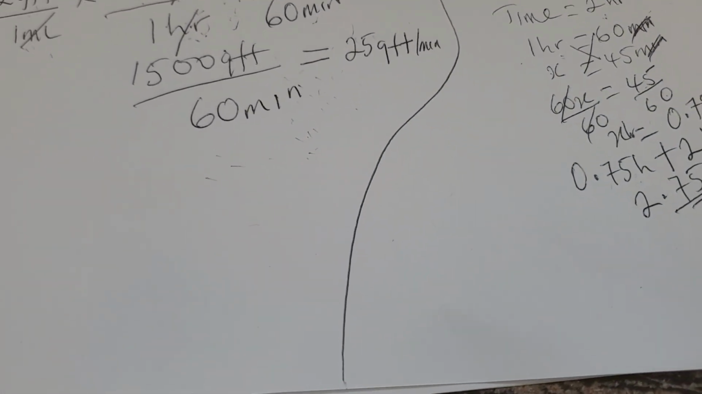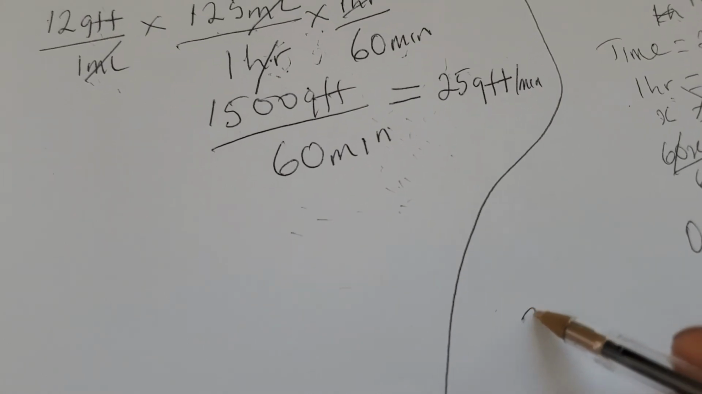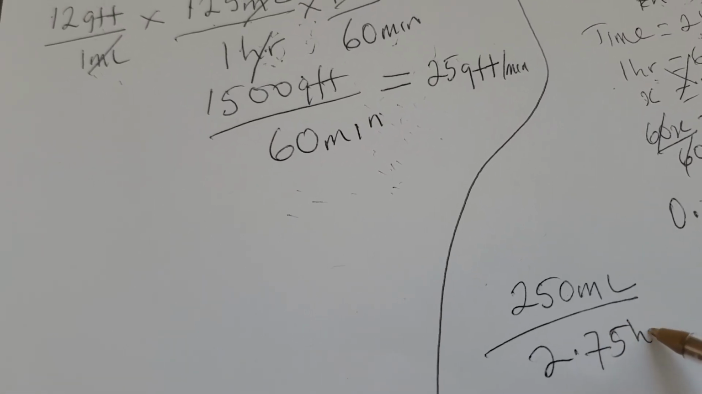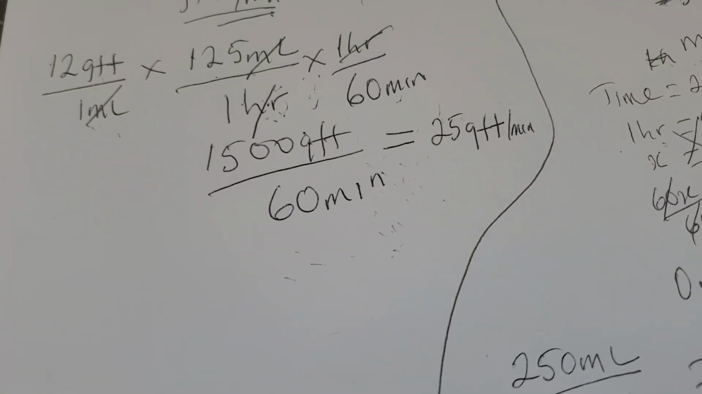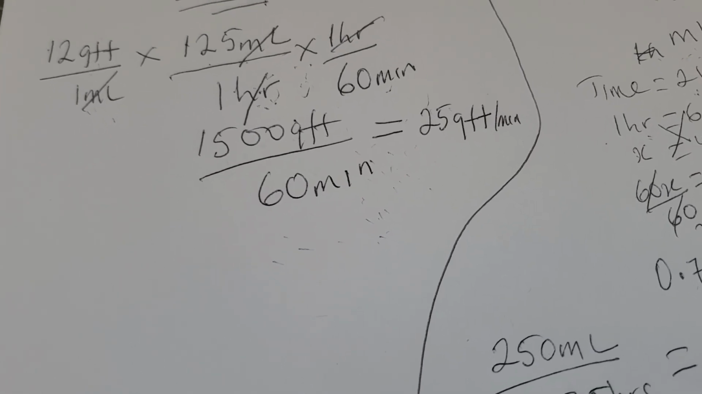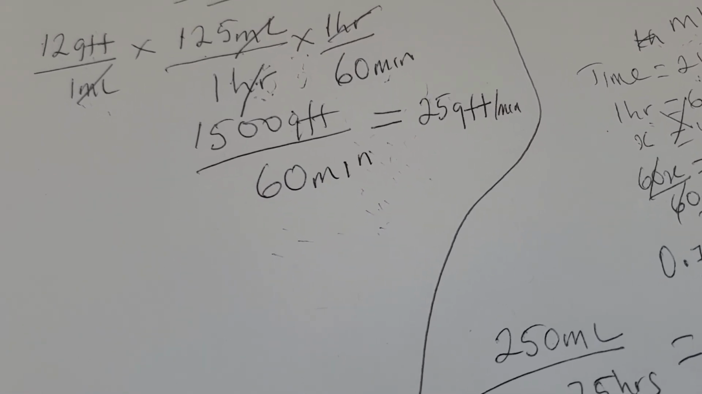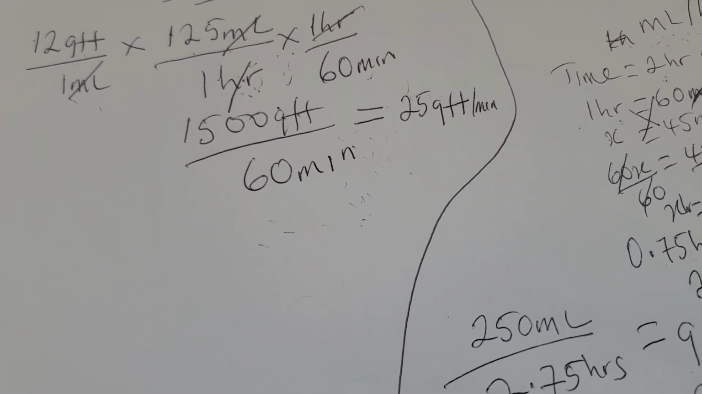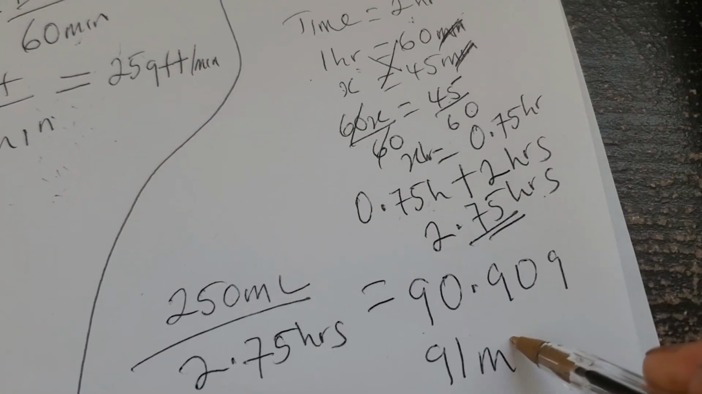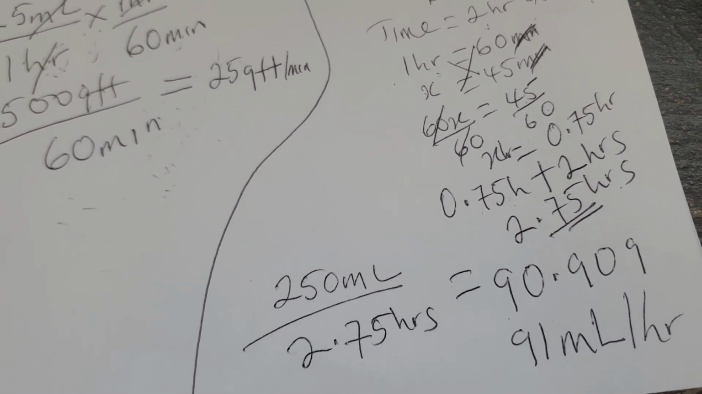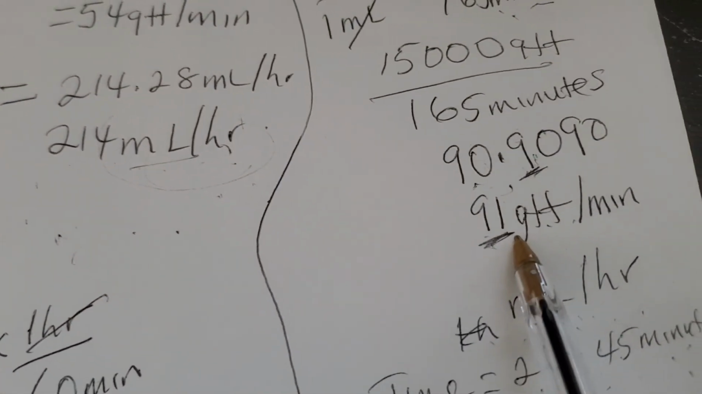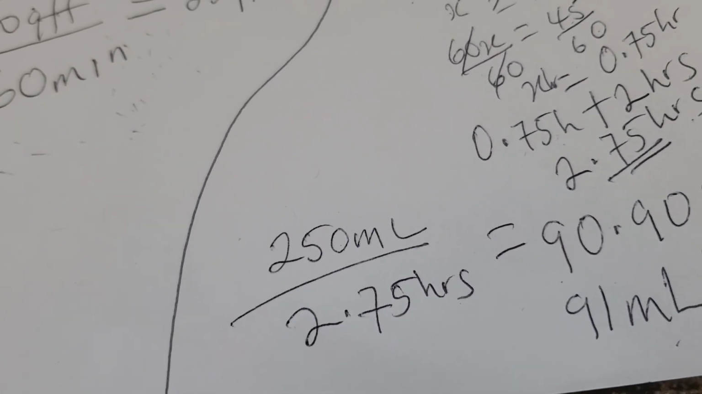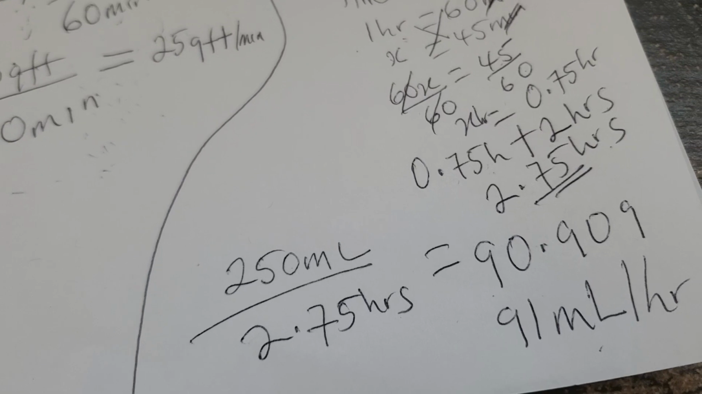Now, if they are asking for ml per hour, what we're going to have is the 250 ml divided by 2.75 hours. Okay, so 250 divided by 2.75 will give us 90.90, and that will give us 91 ml per hour. Okay, so it's the same as this one here. This one is the same as that, and that's how you solve that. All right, you can re-watch this part till you get it.